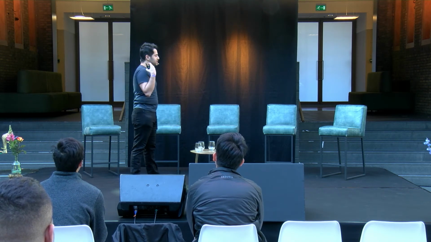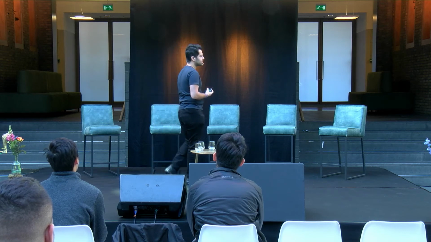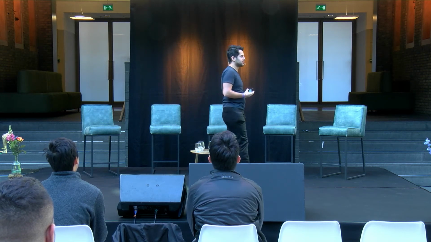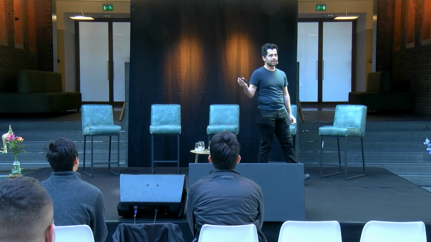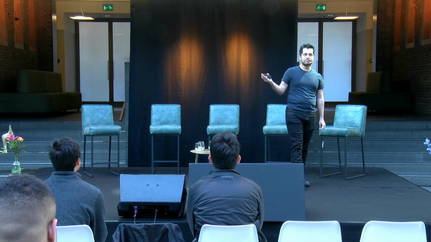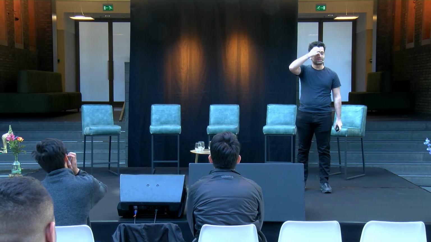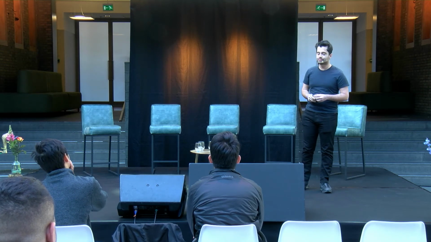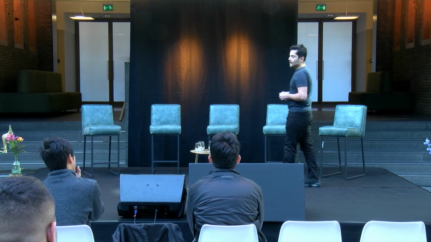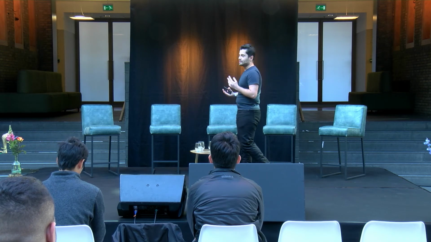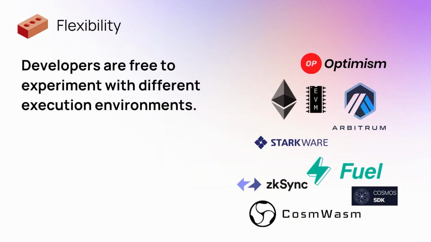Secondly, flexibility is a major advantage of modular blockchains. We can see there's a Cambrian explosion of different execution layers that are innovating in different ways in the Ethereum rollup space, for example. And these different execution layers have different advantages. For example, Fuel's execution layer is parallelizable.